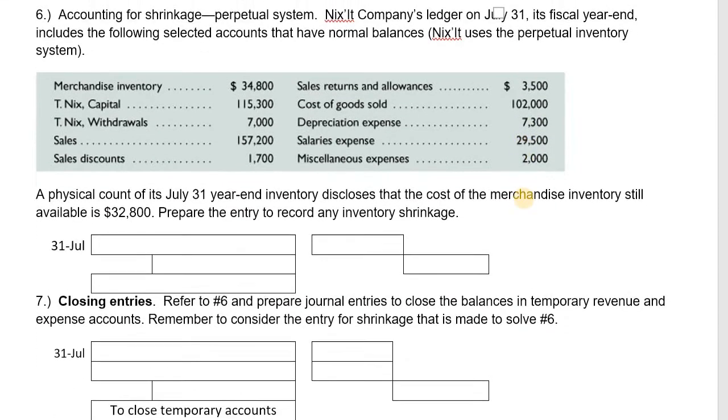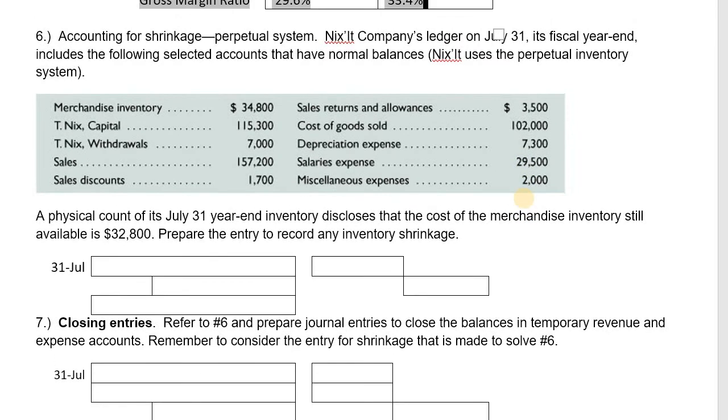Okay, let's then move on and do the last one. We're going to account for shrinkage and do some closing entries. Remember what shrinkage is. It's stuff that's disappeared and we don't know what happened to it. So it's got to be cost of goods sold. So on July 31st, the inventory discloses the cost of the merchandise inventory still available is $32,800. Right? But the book says, look right here, the merchandise inventory is $34,800.